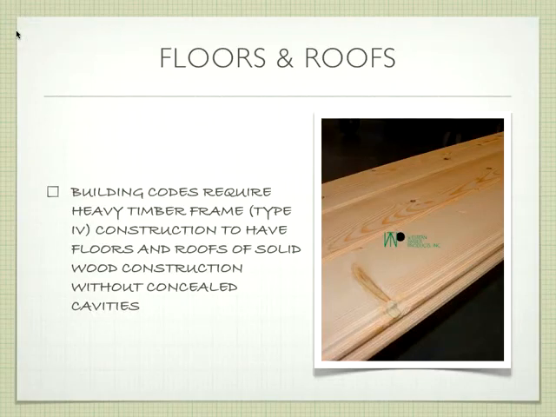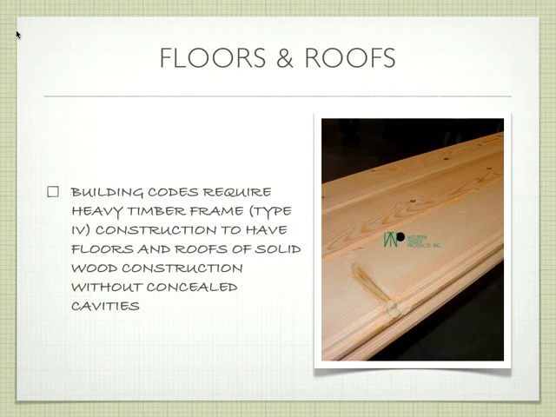All right, so we're going to get back rolling. We've gone through a lot of the building methods. Now let's talk a little bit about floors and roofs, and then we'll get into the fact that there are no cavities. So we're again back to the building codes for heavy timber construction.